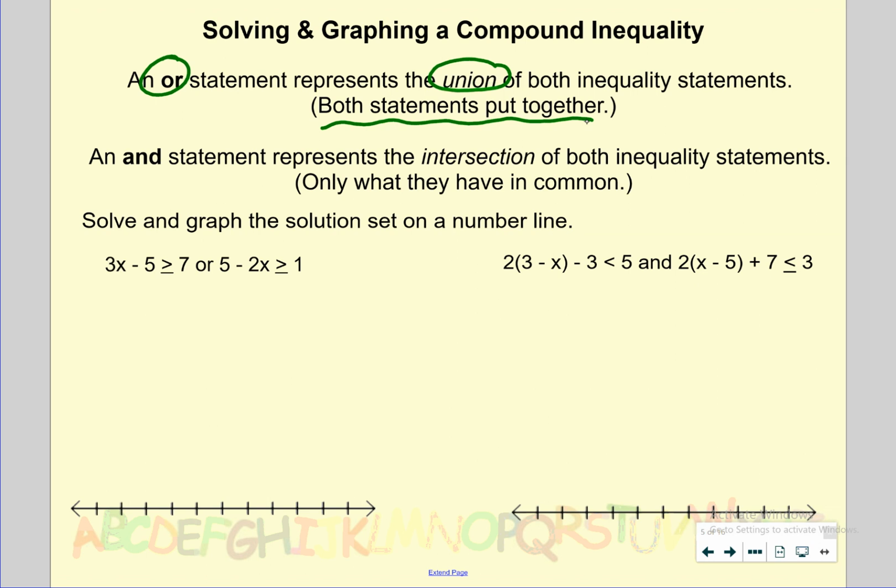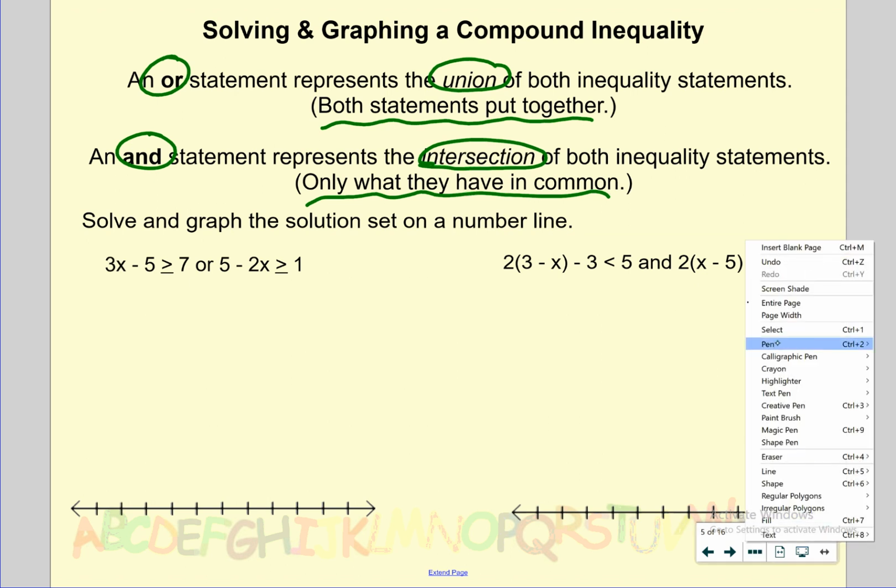If it's an and statement, that's where we're talking about an intersection. So we are only looking for what the 2 pieces of our inequality have in common. Only where they overlap would be part of our final answer. So unions, everybody put together. Intersection is only where they overlap. So again, this is maybe where it's helpful to get a graph of it just so you can visualize where those intersections and things are happening.